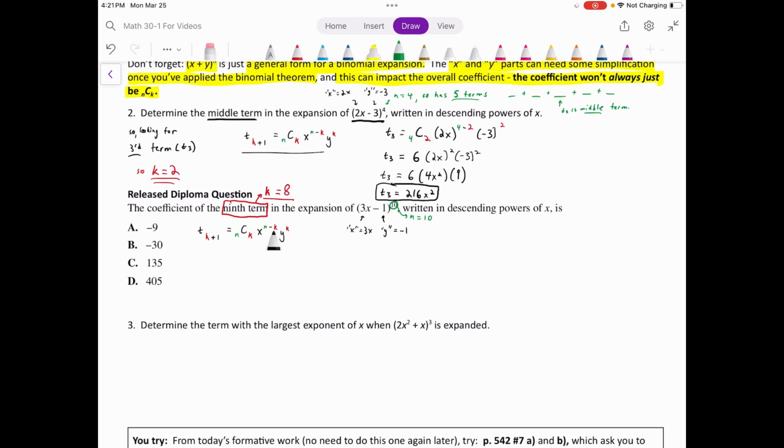I've written out the theorem here so we can reference it, but since we're looking for the 9th term, we know that's going to be equal to n choose k. So that's 10 choose 8 for us here, right? K is 8, n is 10, and our x now, so x is 3x to the power of n minus k. 10 minus 8, which is, of course, 2. I'll just write it out here. Okay, really show my work. And then y is negative 1, and we're going to put that just to the power of k, so to the power of 8.